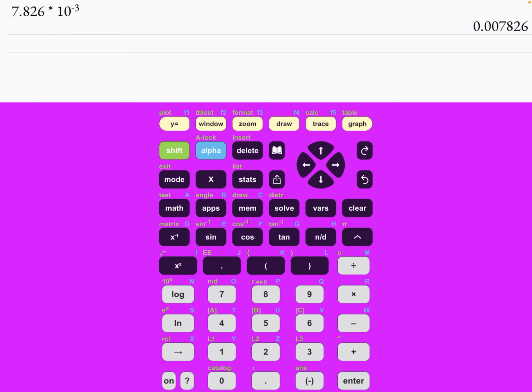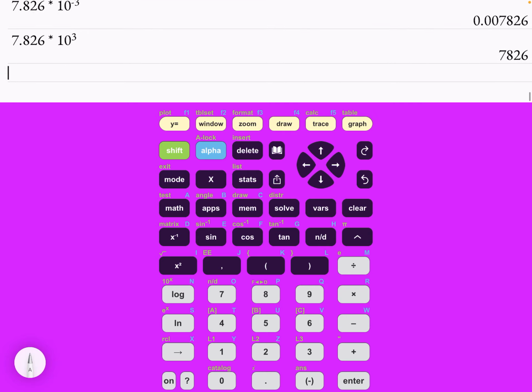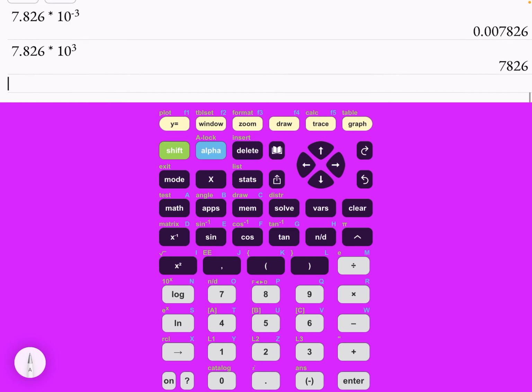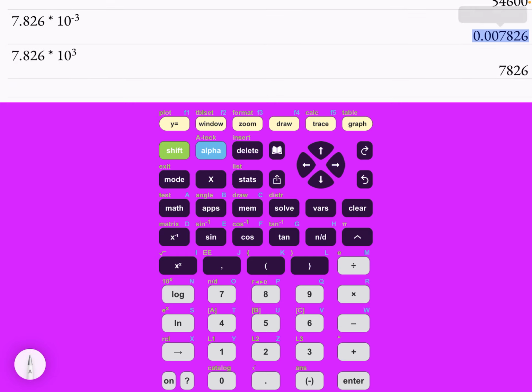Let's see what happens if we have the exponent positive. 7.826 times 10 raised to the 3rd power. Ooh, and that gives us this number, which is obviously bigger than 1. So this number is bigger than 1. This number is smaller than 1. All right, so that's the difference between your positive and negative exponents. This one here was the answer that we wanted, because that's what we were converting to scientific notation. So if you do not put the negative there, then you'll get the wrong answer.